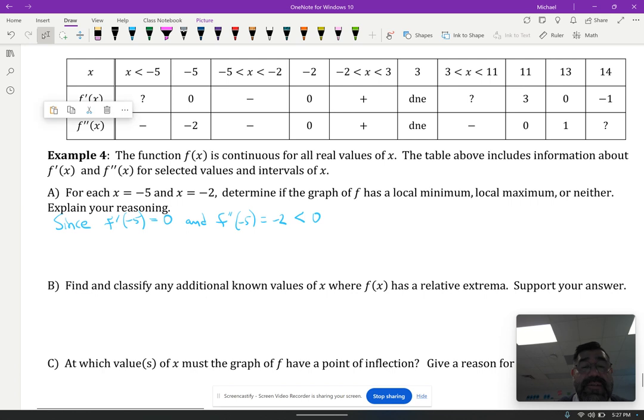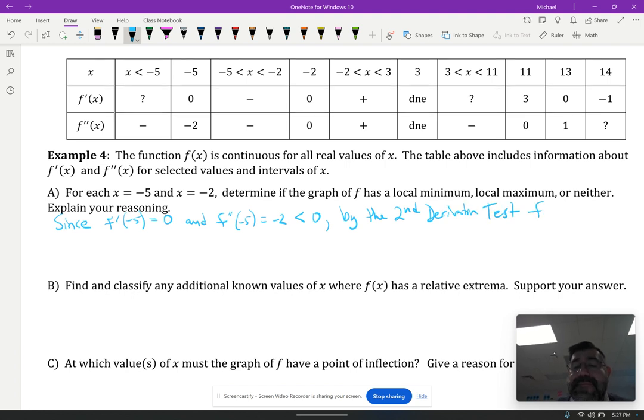And if it's concave down, by the second derivative test, f has a local maximum at x equals negative 5. That's the best I can do. They never gave me information about the original function to find the y value. What is the local maximum? I don't know what the y value is. But I know that at x equals negative 5, that local maximum exists.